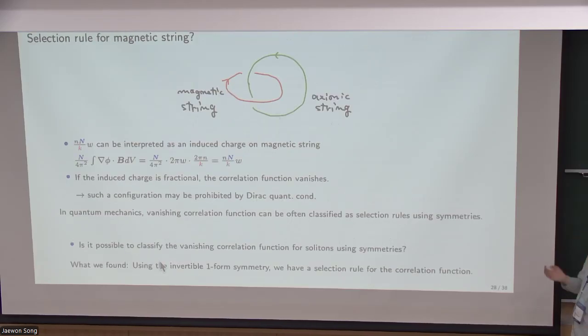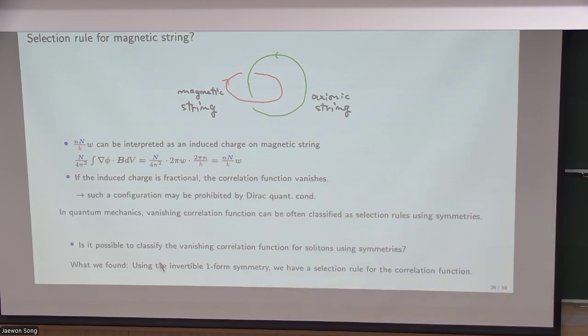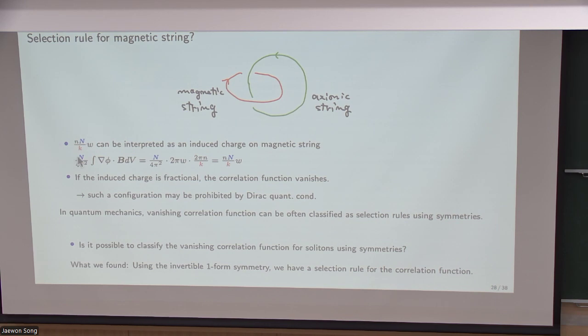And I'd like to argue that this is the selection rule. So let me consider this combination. This combination can be interpreted as an induced electric charge on the magnetic string. This is because the induced charge can be calculated like this. The gradient of phi is equal to the winding number, and the magnetic flux is equal to the phase of the Aharonov-Bohm effect. So by calculating, we have the same value as this parameter.